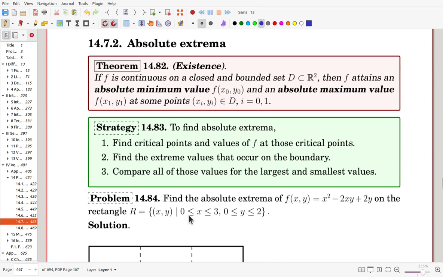Now, absolute extrema. This one is also a simple expansion of the one used for functions of one variable. If f is continuous on a closed and bounded set in the plane, then f attains an absolute minimum value and absolute maximum value at some point.